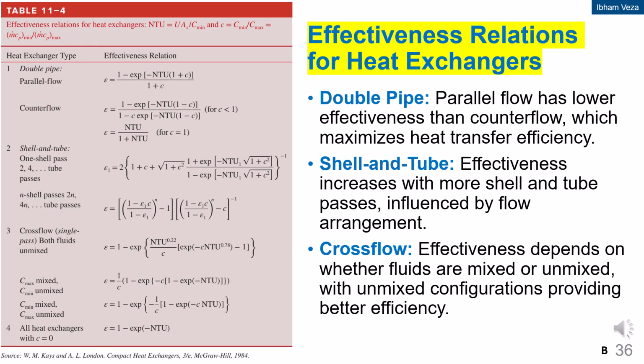Effectiveness relations for heat exchangers. Effectiveness is used to express how close a heat exchanger performs compared to the ideal case. For double pipe exchangers, the counterflow configuration is always more effective than parallel flow. In shell and tube exchangers, effectiveness increases with the number of passes. For crossflow exchangers, whether the fluids are mixed or unmixed strongly affects the effectiveness. This concept forms the basis of the Effectiveness-NTU method.